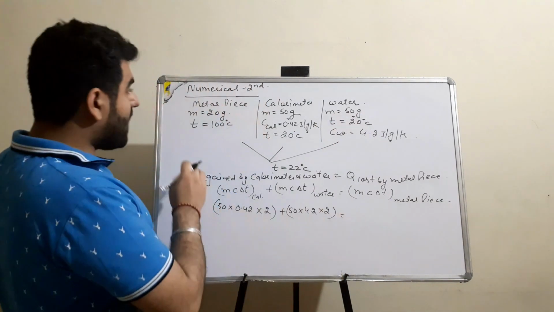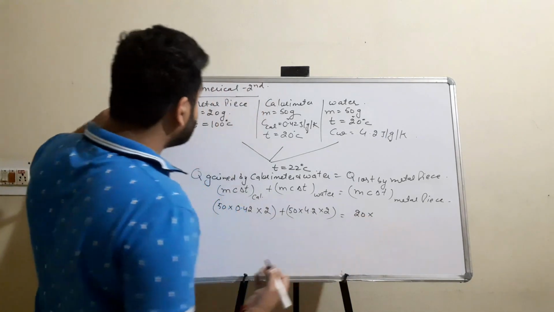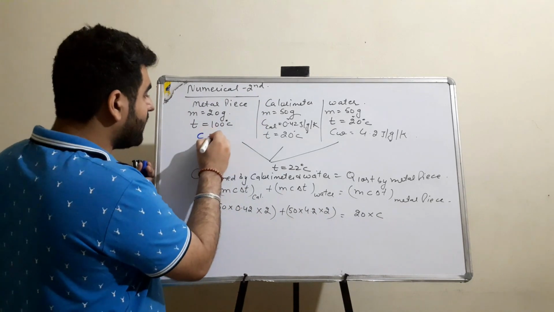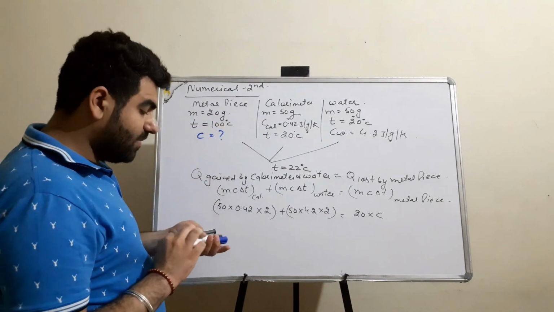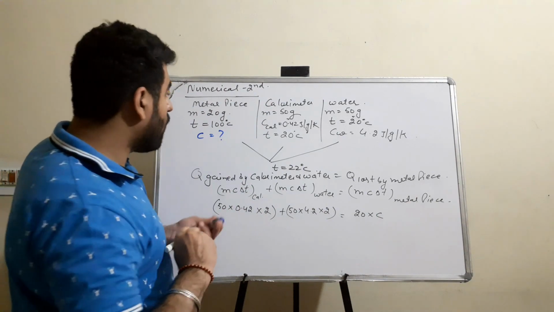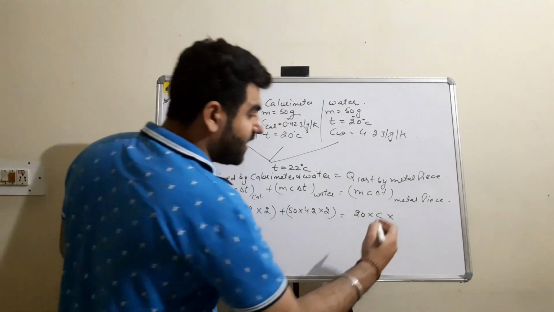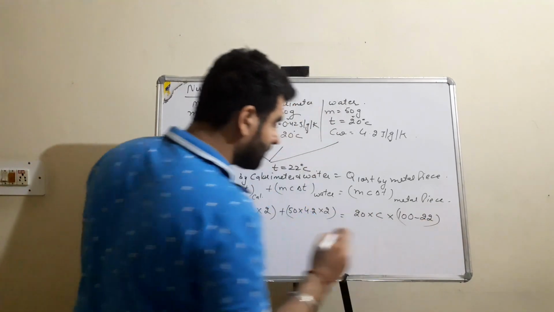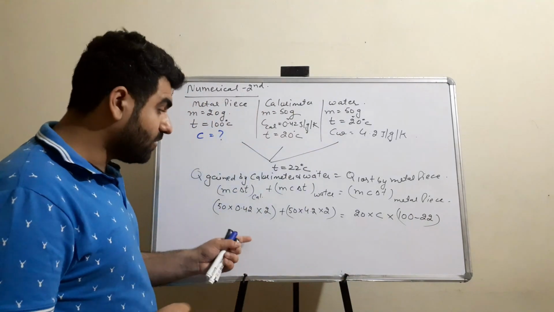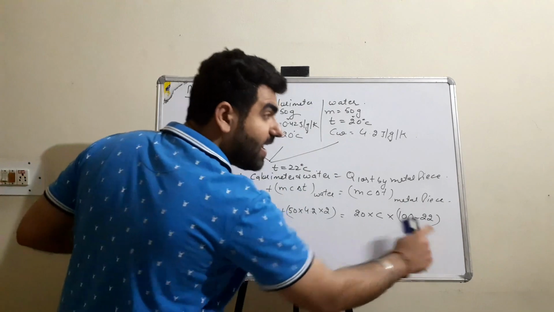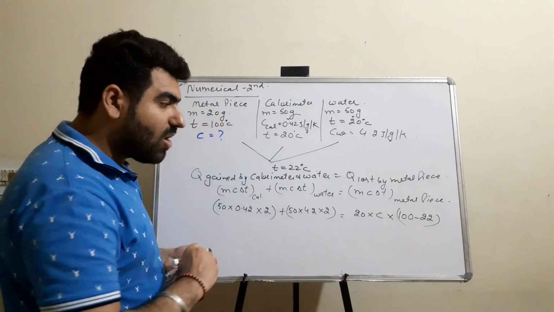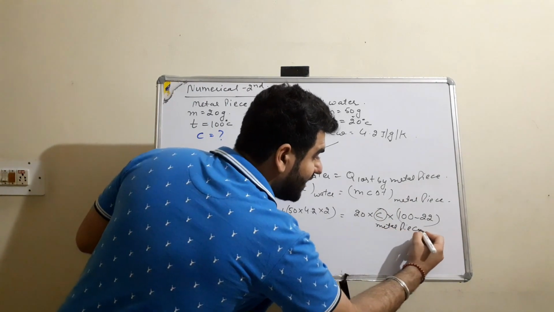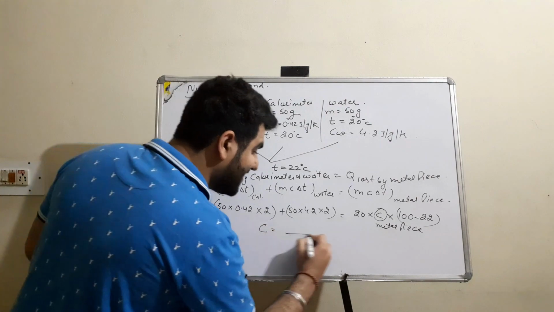Alright. Heat lost by the metallic piece, mass is 20 grams. C we have to find out. That is the question, we'll have to find out the specific heat capacity of this metal piece. C into the change in temperature, that is 100 minus 22. Alright, we have each and every thing. What is the thing that we are not having? That is this value of C, the C of the metal piece. After calculating, we'll find out the C.